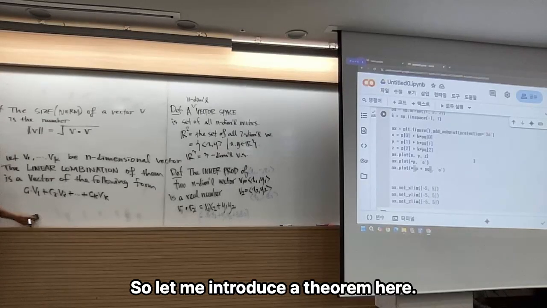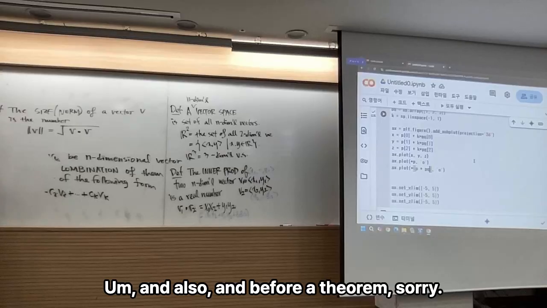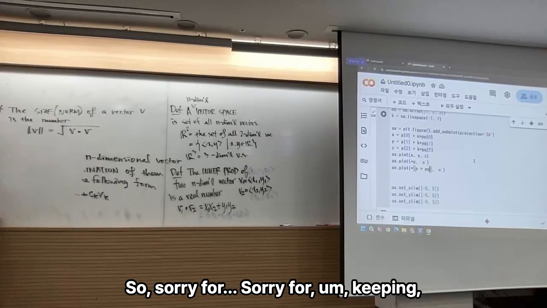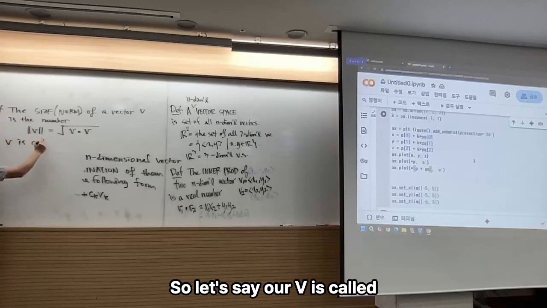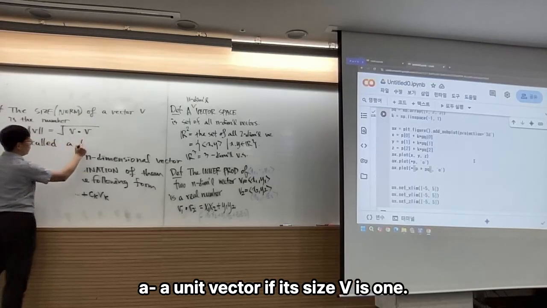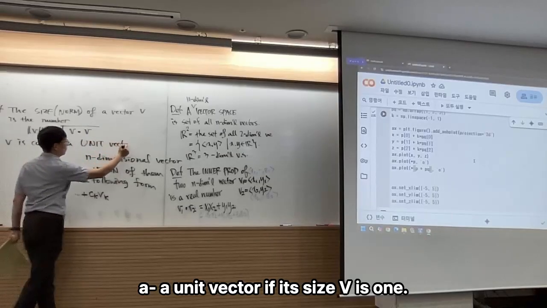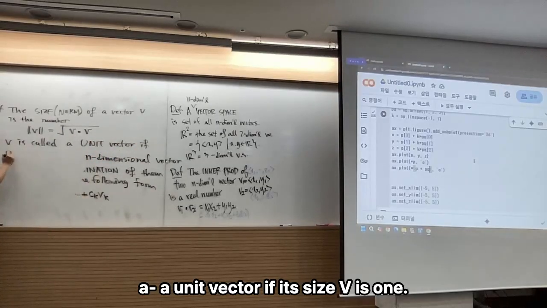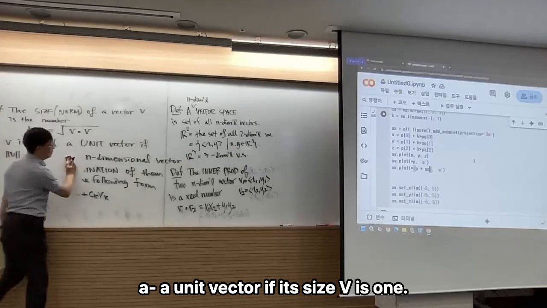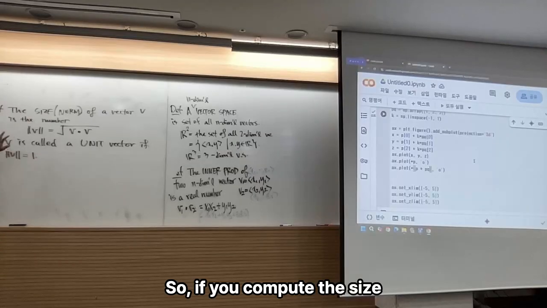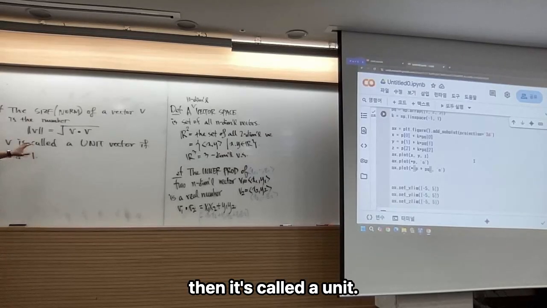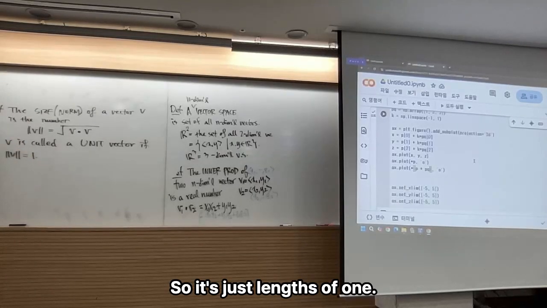Before the theorem, sorry for keeping you up here. Let's say V is called a unit vector if its size, the norm of V, is 1. So if you compute the size of a vector and it turns out to be 1, then it's called a unit vector. It's just a length of 1.